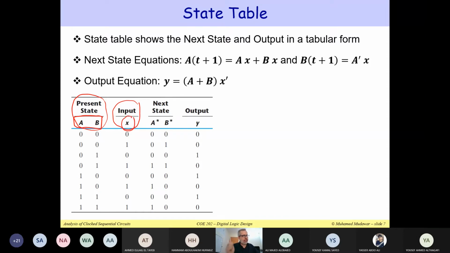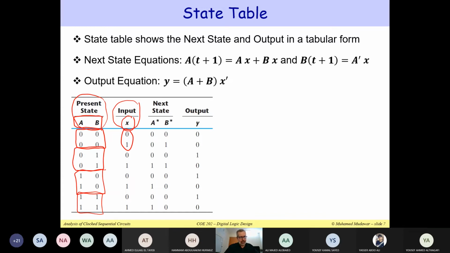So we have three things: A, B, and X, and therefore we have 8 possible rows inside the state table. Notice that A, B can be 0,0, 0,1, 1,0, and 1,1. So these are the 4 possible states based on the value of A and B. The input X can be 0 or 1. So in total, we have 8 possible combinations, so we have 8 rows inside the state table.